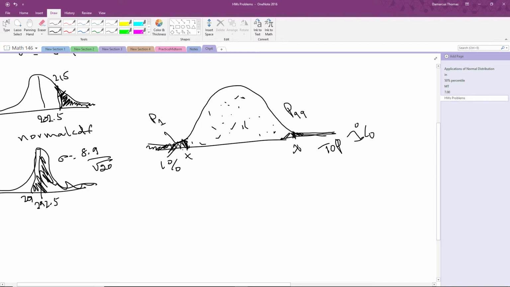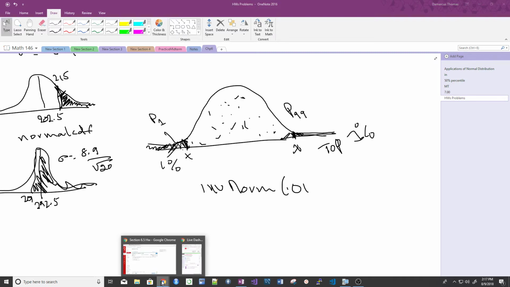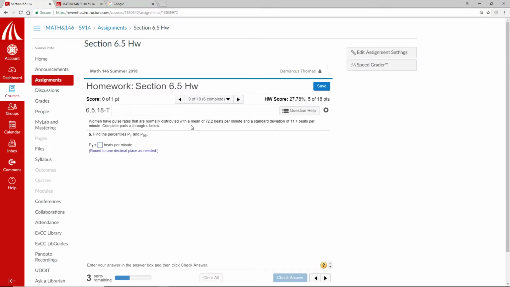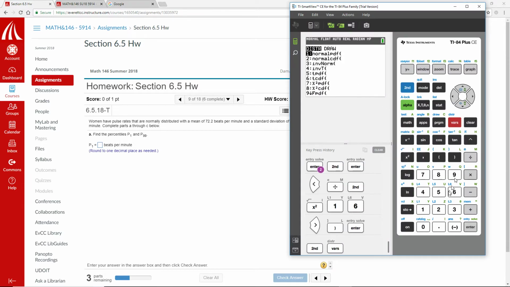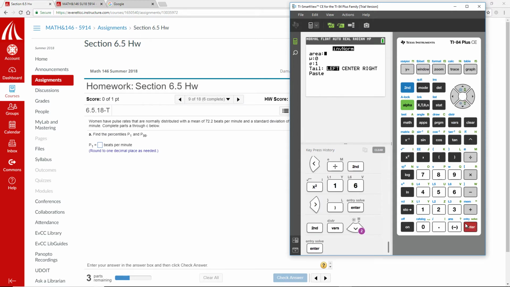First, let's do, what would this be? We're going to use inverse norm, because we have the area, we have the proportion, 0.01, but we do not have the X value. So what we need is the mean and the deviation, and we're going to put that in there. So the mean is 72.2 beats. So let's do this. Second, distribute. Number 3. And the area is 0.01.